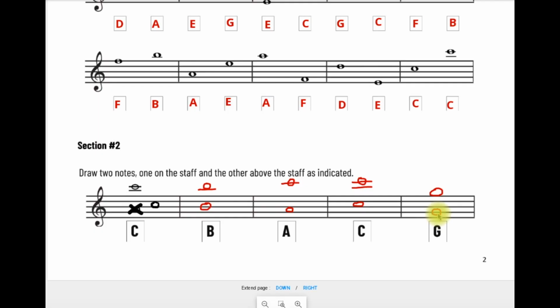Here we have a line note on the second line, note G, and our next note, note G, space note sitting right on top of the fifth line. If you have all of these correct, job well done. Keep up the good work.